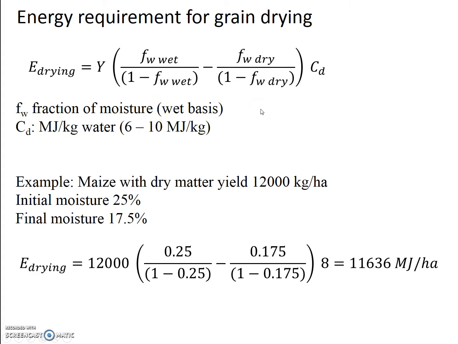For instance, if we have a maize yield in terms of dry matter of 12 tons per hectare, and the initial moisture is 25%, and we need a final moisture of 17.5, the energy spent in drying using this equation would be 11,636 megajoules per hectare. So this can be an important component in those agricultural systems where grain drying is required.